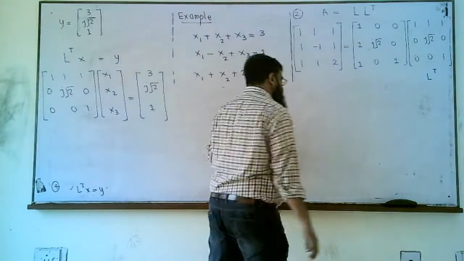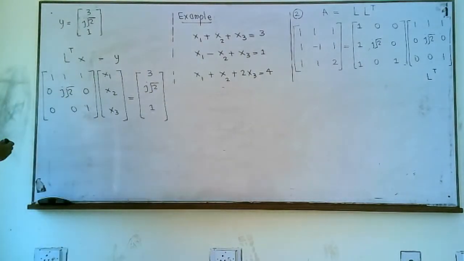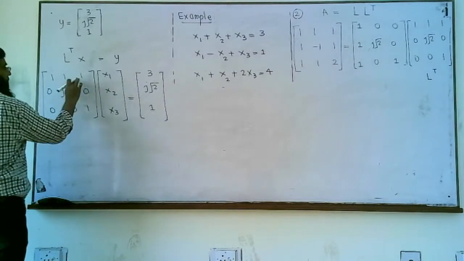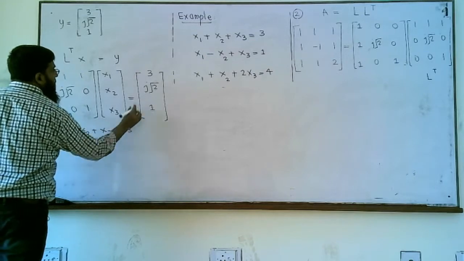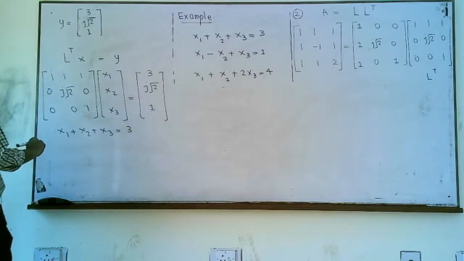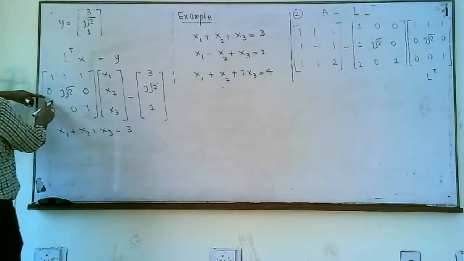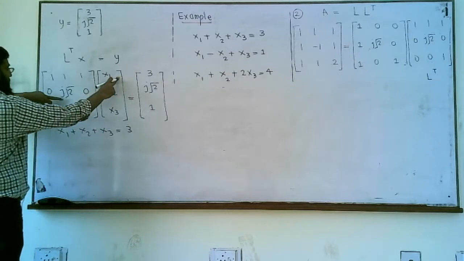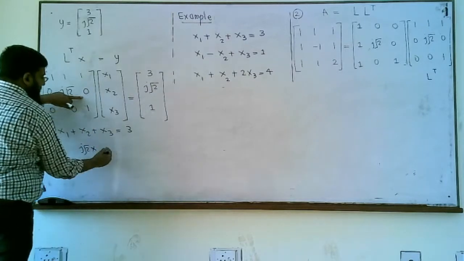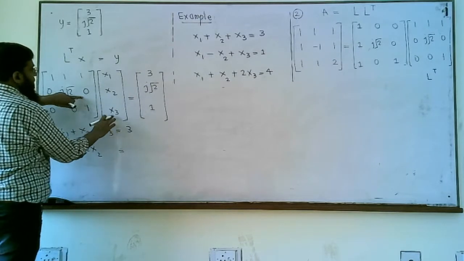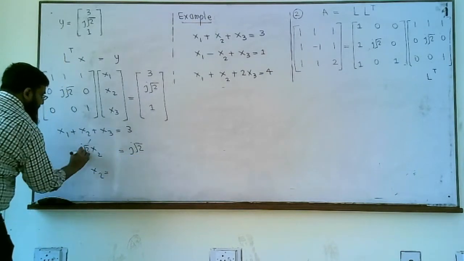Right, so next we want to multiply this: x1 plus x2 plus x3 is equal to 3. So we cannot find anything from here because there's one equation and 3 variables. Let's try the other one. 0 times x1 is 0, j square root of 2 times x2 plus 0 times x3 is 0, is equal to j square root of 2. This means x2 is 1.